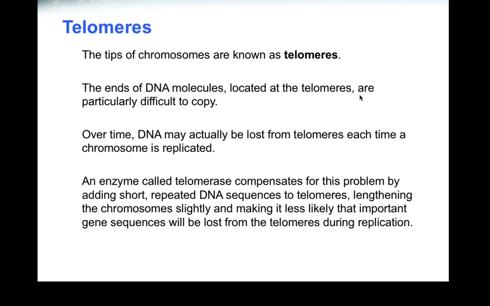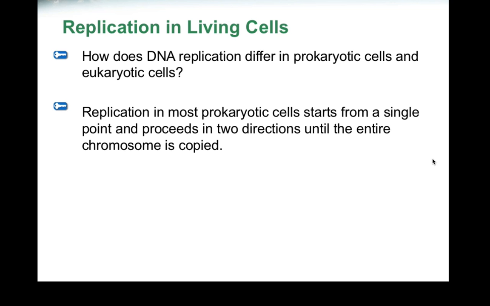So an enzyme called telomerase compensates for this problem, and it adds short repeated sequences. So it'll add like a bunch of A's or a bunch of T's or a bunch of G's or a bunch of C's to lengthen the chromosome slightly. And so it doesn't really matter that those telomeres are lost because they don't hold any important information.